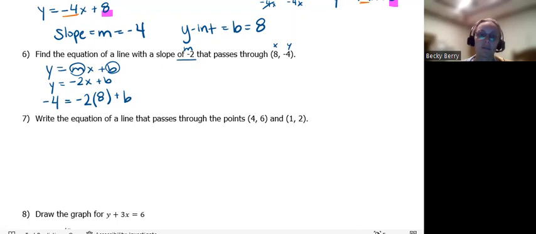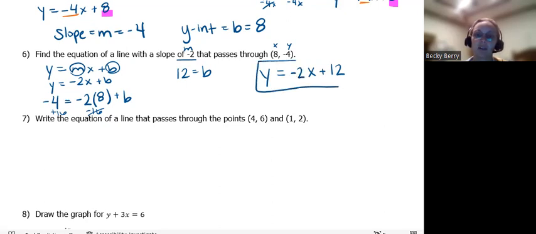I'm just going to solve for b. I have negative 2 times 8, which is negative 16. If I move that over here, it's a positive 16. So 16 minus 4 is going to be 12 is what b is equal to. So now I just put that back into y equals mx plus b. b is my 12, m was my negative 2, and this is how we write the equation of a line. It has a y and it has an x in it because our equation of the line can be any point on the line, so any point would have an x, y coordinate.